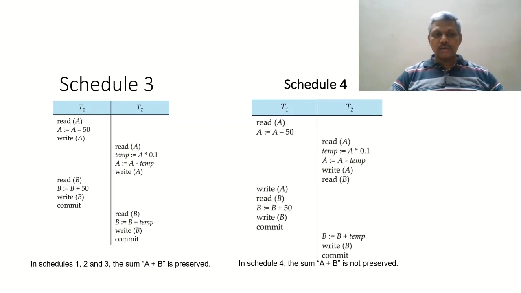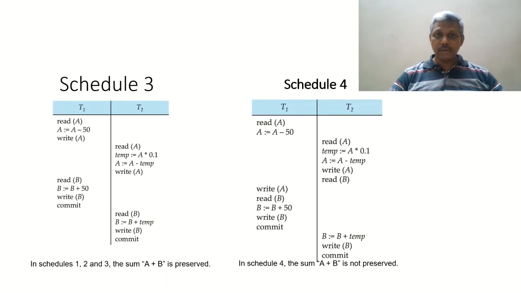Now here, if you look at the values of A and B, they are similar to that of transaction schedule 1 that we have seen. Now, if you go to schedule 4, here value A is read, A is subtracted by 50, and then transaction T2 has started. Here what happened?